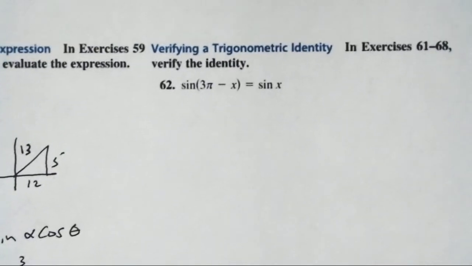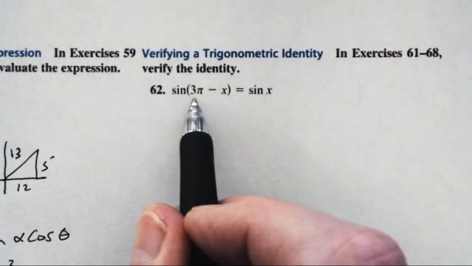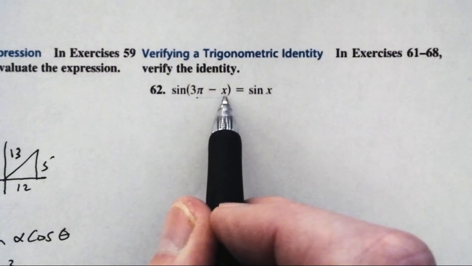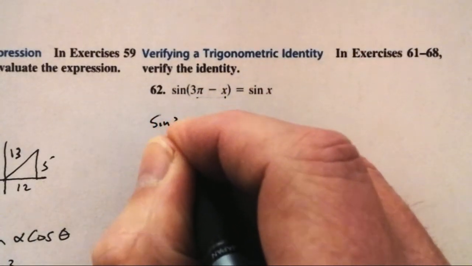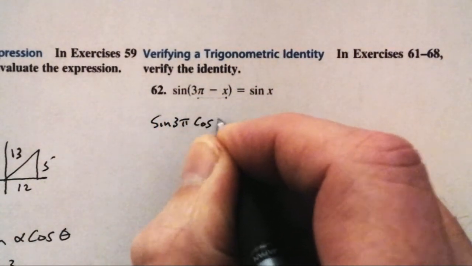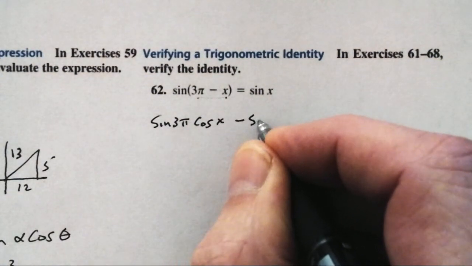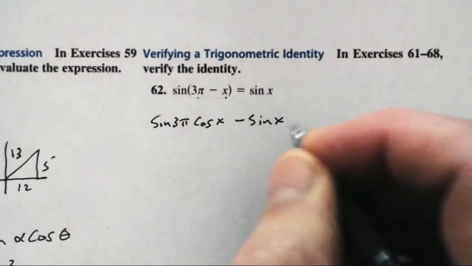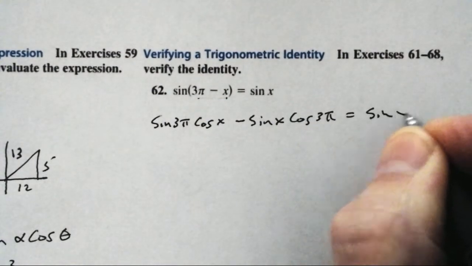Okay, verify the identity. Interesting. I guess we'll work on this side, and all I can do with this is treat this as a difference. Sine of a difference is sine cosine minus sine cosine, switch the angles. It's supposed to equal sine of x.